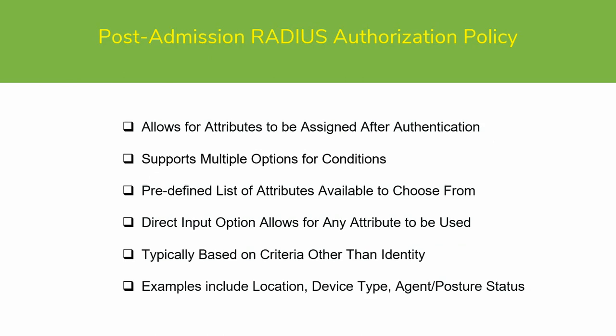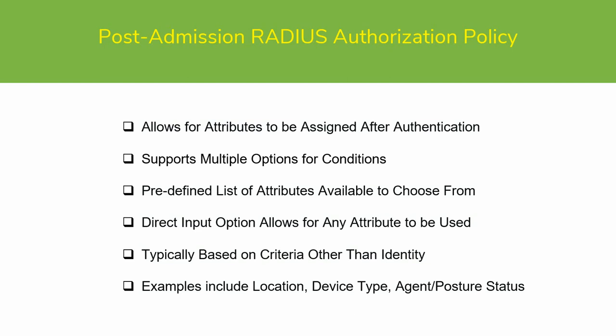Post-admission RADIUS authorization policy. This feature allows for attributes to be assigned after authentication has completed. Like the pre-admission authorization policy, it supports multiple options for conditions, contains a predefined list of attributes available to choose from, and has a direct input option that allows you to use any attribute.